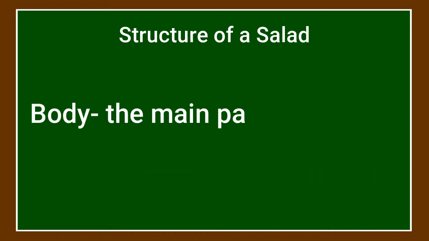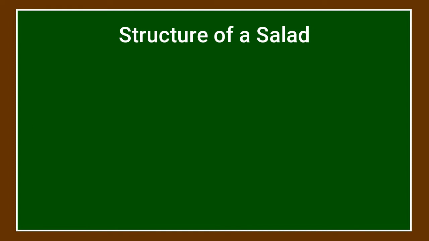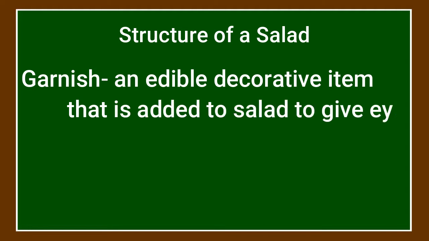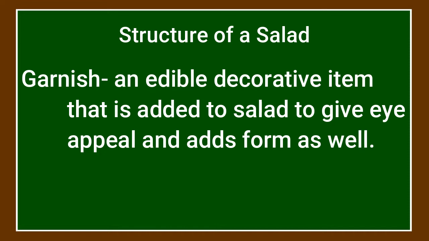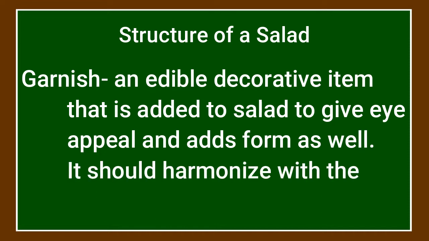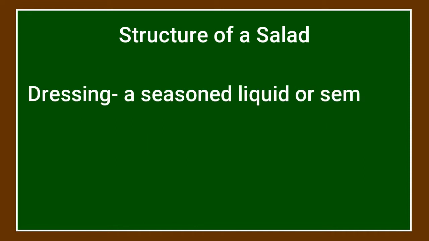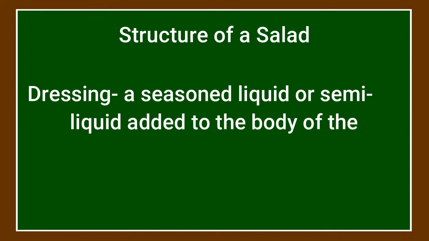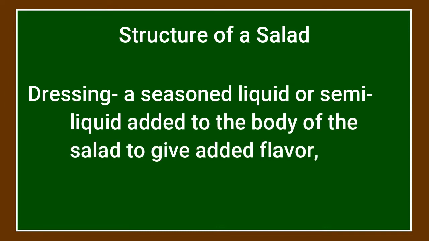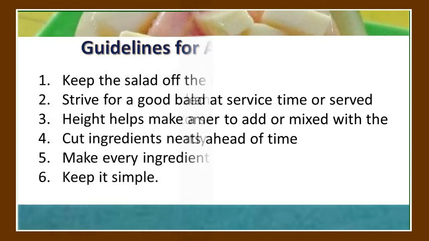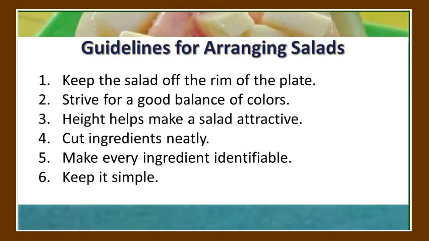Body, the main part of the salad. Garnish, an edible decorative item that is added to salad to give eye appeal and adds form as well. It should harmonize with the rest of the salad ingredients. Dressing, a seasoned liquid or semi-liquid added to the body of the salad to give added flavor, tartness, spiciness, and moistness. Dressing may be added at service time or served separately for the customer to add or mix with the ingredients ahead of time.